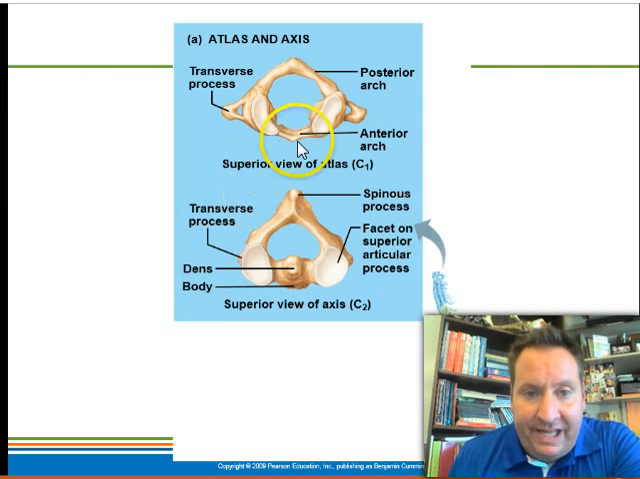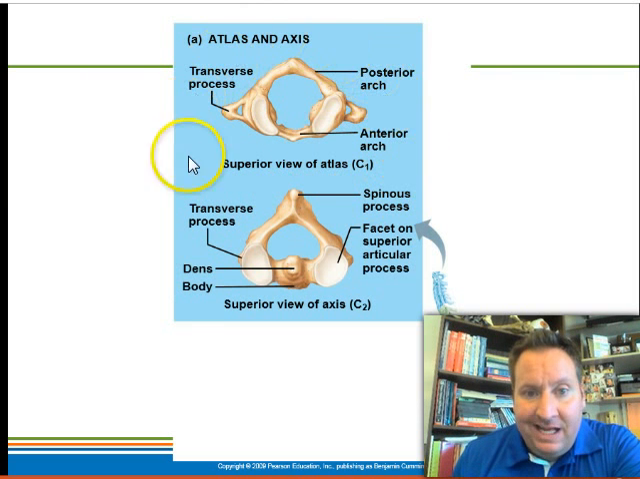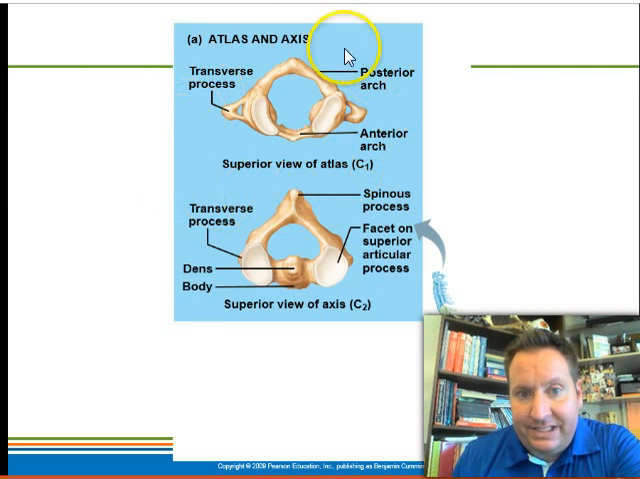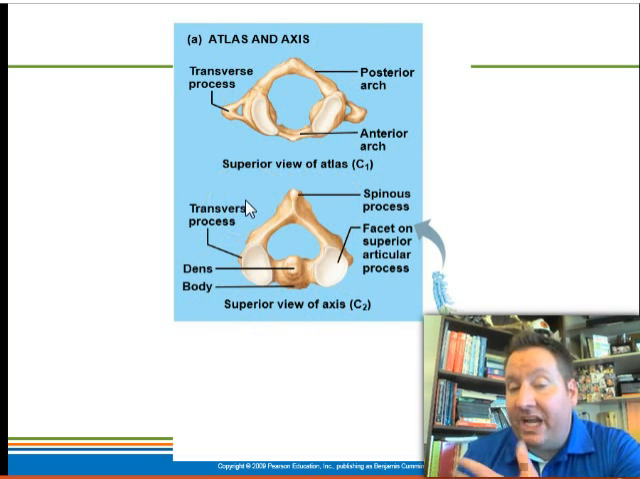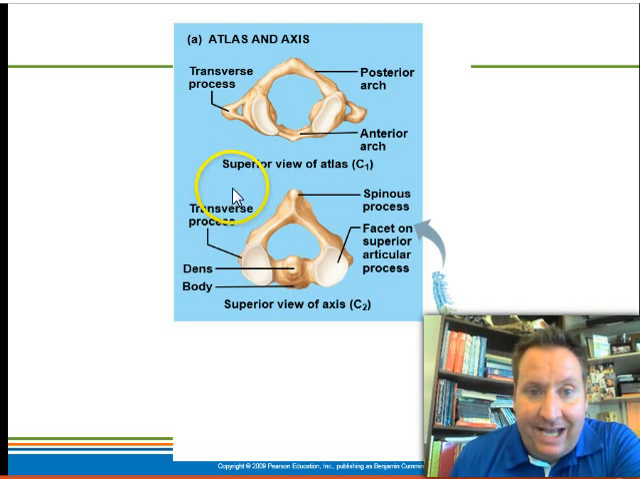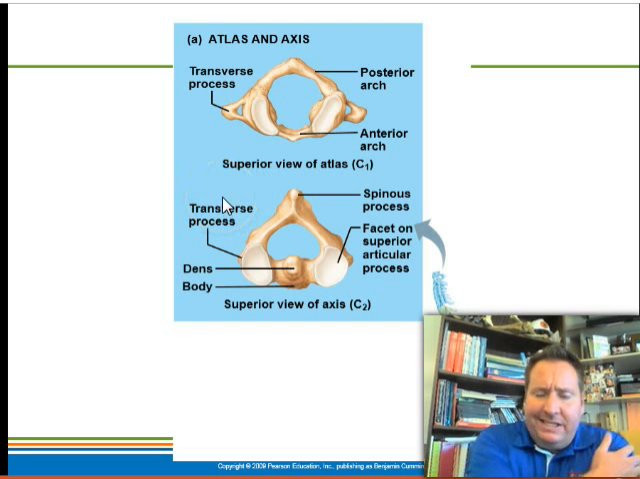Two interesting vertebrae have specific names that you have to know: the C1 and the C2 vertebrae. The C1 vertebra is called your atlas, and the C2 vertebra is called your axis. On your test, I'll ask you another name for the C1 vertebra, and that's the atlas, and then the C2 vertebra is called the axis.